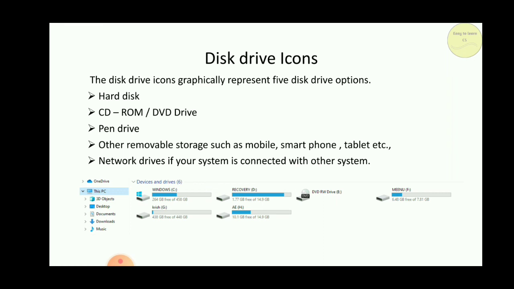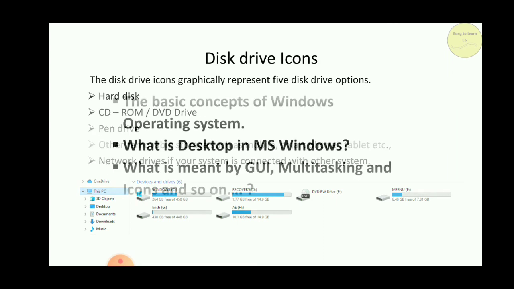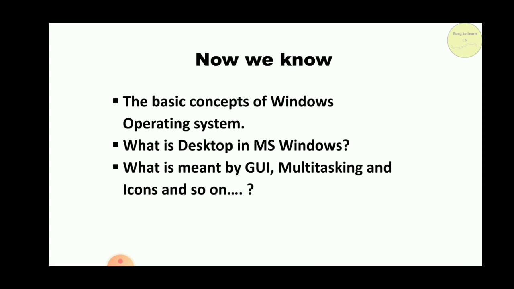The main disk drive is the hard disk drive. Other than that, if you have a CD or removable storage, these are all the other disk drive icons. So now we know the basic concepts of Windows operating system and what is desktop in Windows and what is meant by GUI, multitasking and icons and so on very clearly.